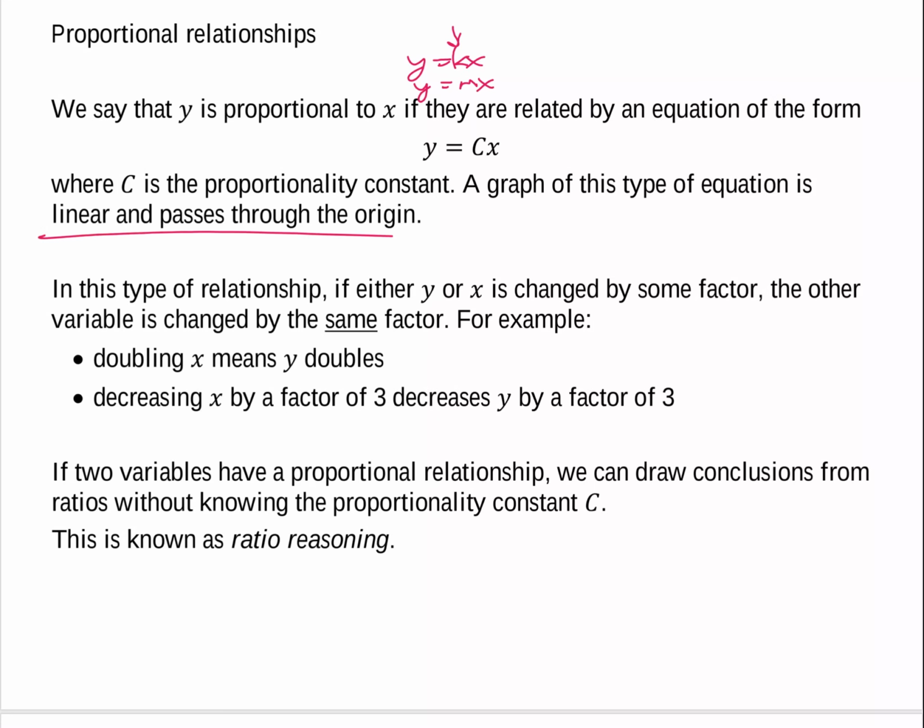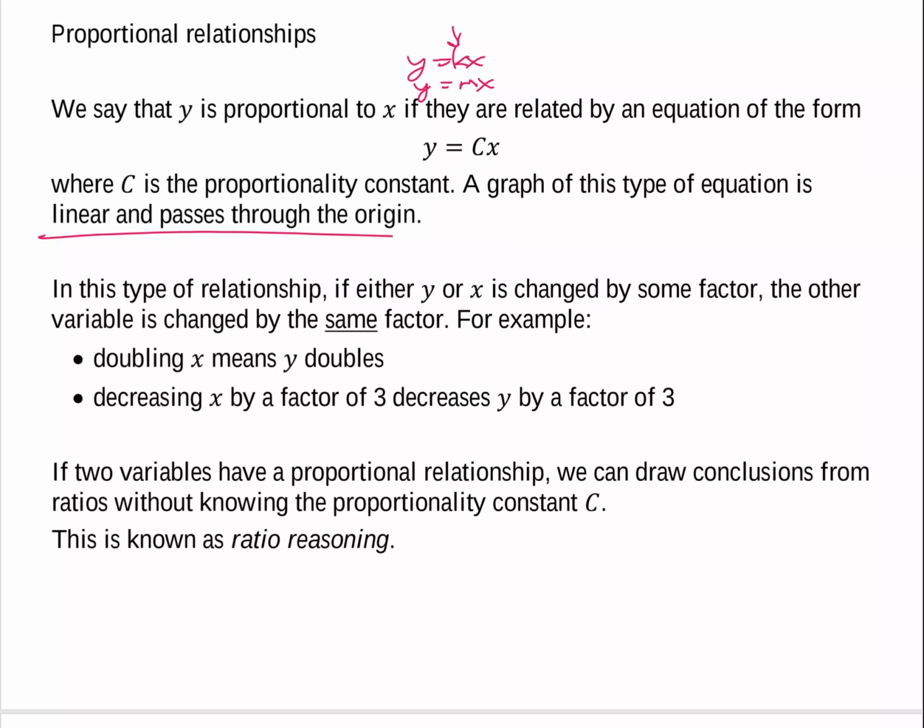In this type of relationship, if either x or y is changed by some factor, then the other variable is changed by the same factor. And that's what a proportional relationship is all about. If I change x by 3, then y changes by 3. If I change x by 1/3, then y changes by 1/3. Okay, and that's what I'm saying here. Doubling x means doubling y. Decreasing x by a factor of 3 decreases y by a factor of 3.